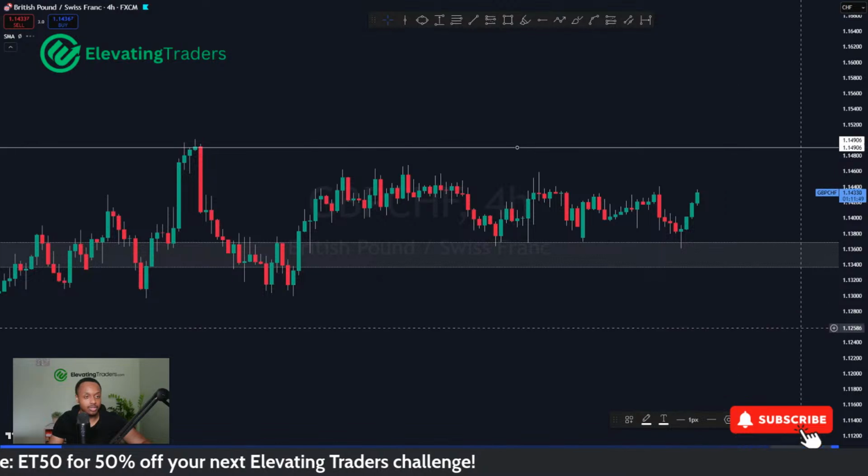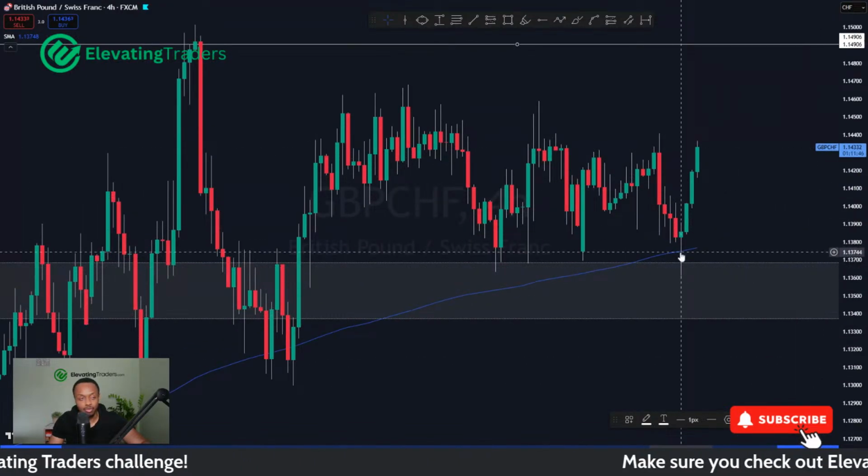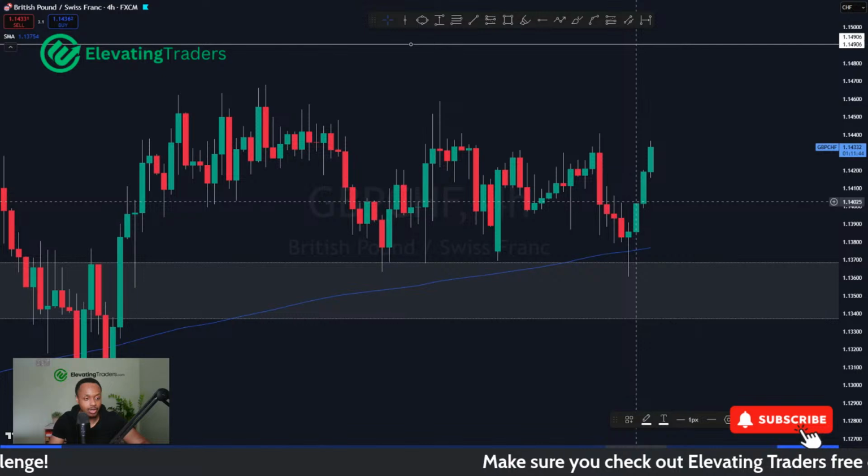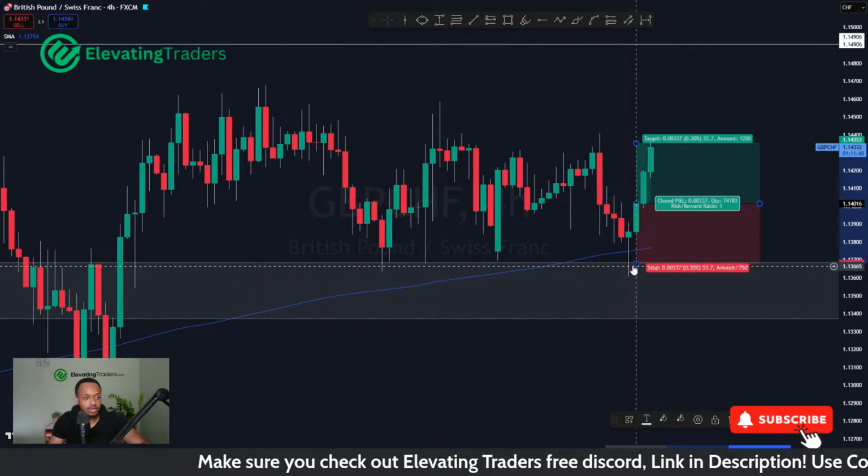Look at the 4-hour chart. We had a nice spike to the downside. That was in the early hours of the morning, and then a nice shift on the 4-hour chart and closed pretty bullish. So that did look like a nice opportunity to me.